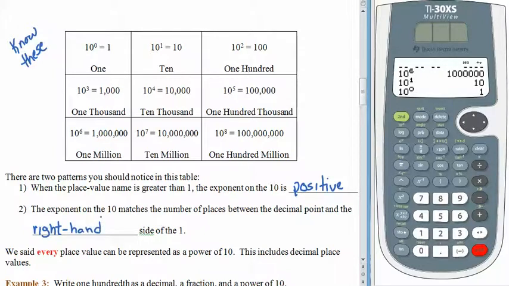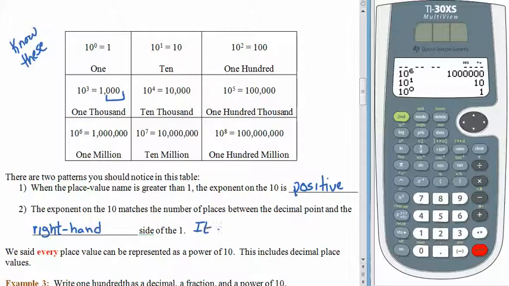And this is really important because it looks like we're counting zeros. Let's go up on 1,000 here. There would be 3 places between the right-hand side of the 1 and the decimal point. We are not counting zeros, and we'll see that soon enough. So don't even get sucked into that idea. That exponent is not counting zeros.